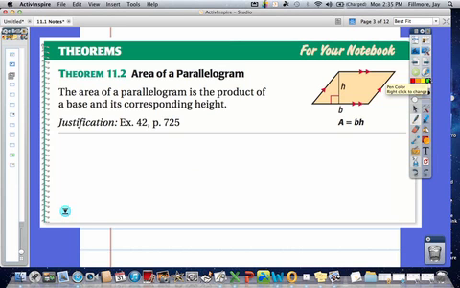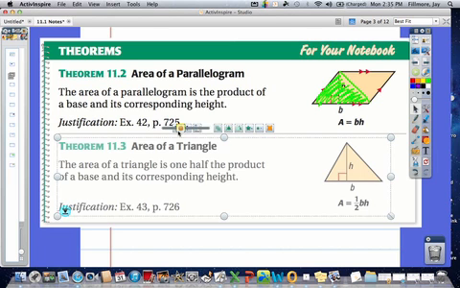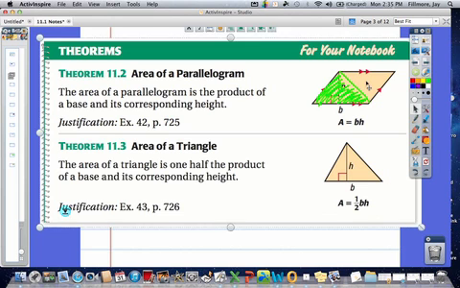And what's interesting about parallelograms is if you cut this in half, half of it is a triangle. So half of a parallelogram is a triangle. That's why the area of a triangle isn't base times height, it's half base times height because it's half of a parallelogram. So that's where that 1/2 comes from in the area of a triangle. If you're not finished copying these down, then pause it, otherwise I'm going to move on.